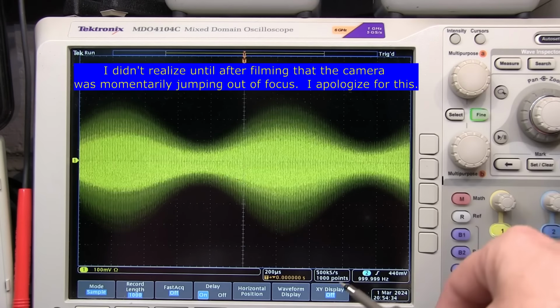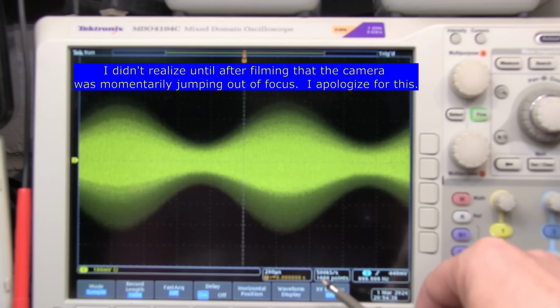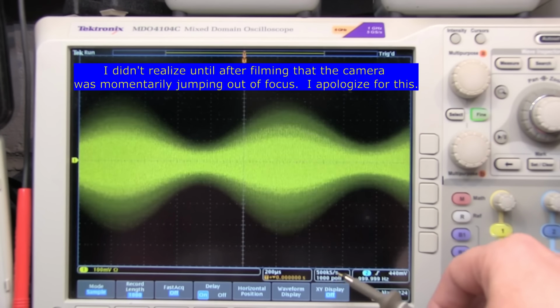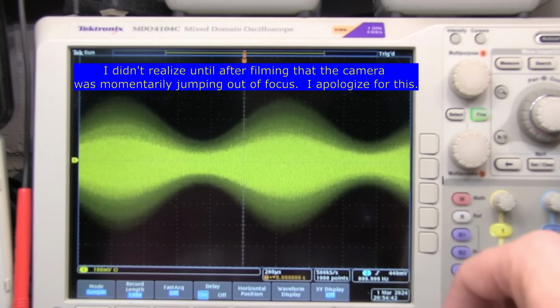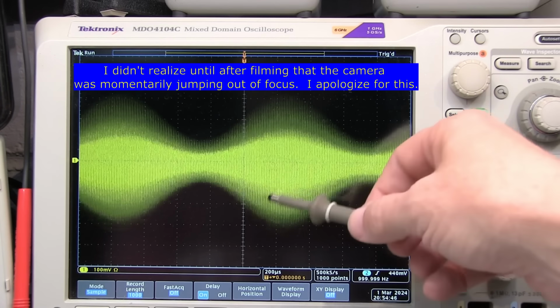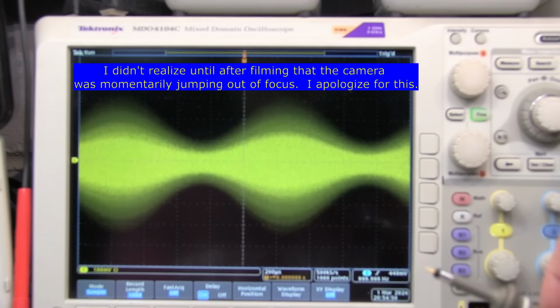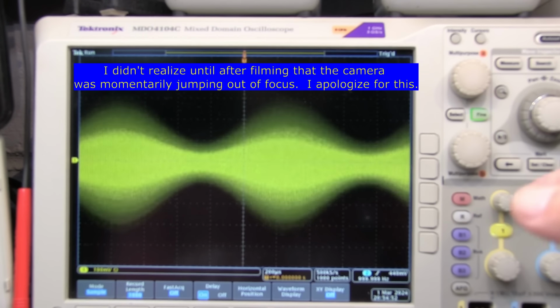Part of the problem is that at 1,000 points for the waveform, I'm only getting 500 kilosamples per second. That is way, way less than the RF frequency. So we're undersampling the RF frequency pretty dramatically, and that's why we're seeing this thing jumping around. It's essentially aliasing the RF carrier. So what can you do?